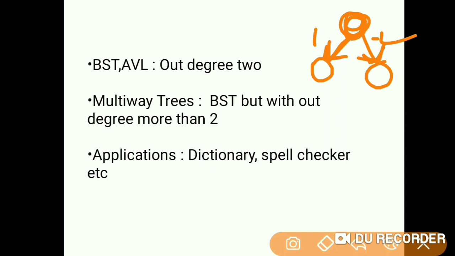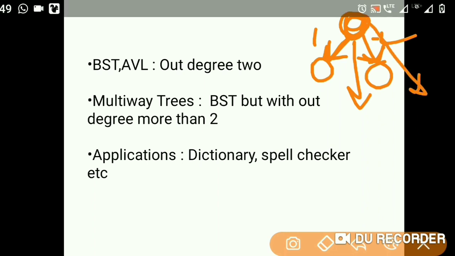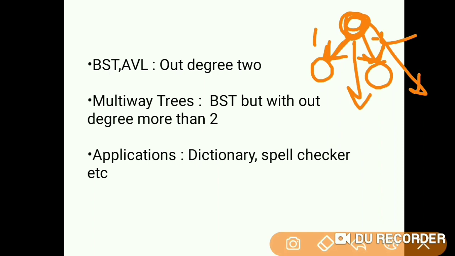Then for large data, these trees grow to a great height. When there is a great height, there is a problem, right? So to avoid this problem, we retain the properties of BST, but we increase the outgoing degree to more than 2. That is why it is called multi-way: it will be a BST, but with out degree more than 2. Out degree more than 2 means here we can have one more child, or one more child. There are many applications of these multi-way trees, like dictionary, spell checker, or we can store external file indices, etc.